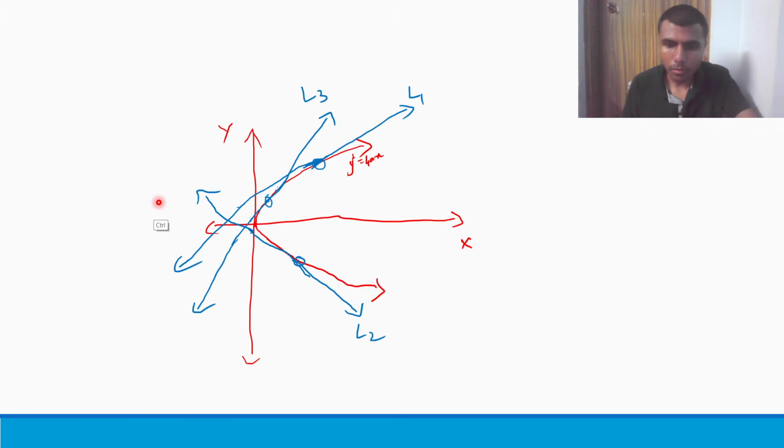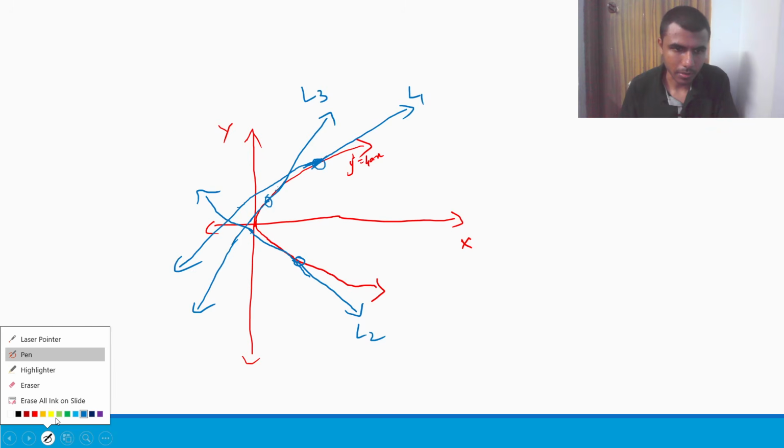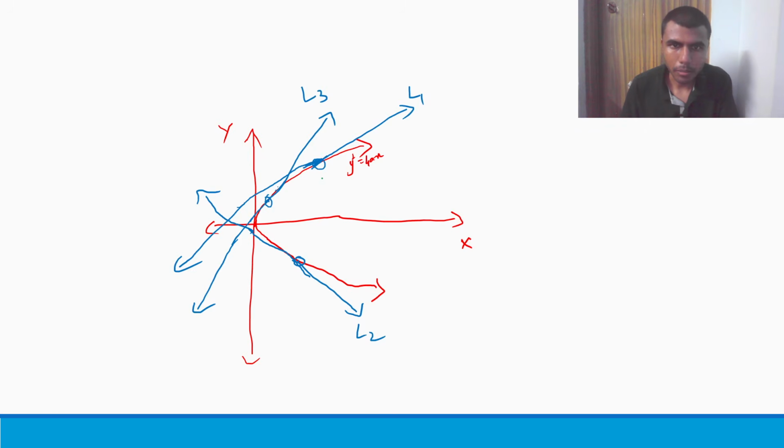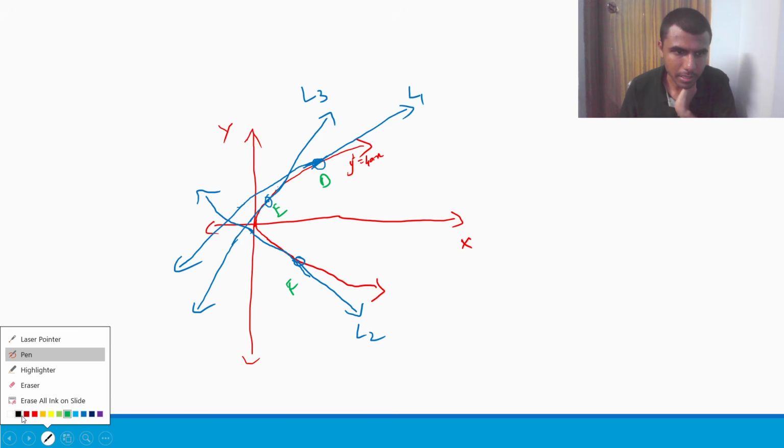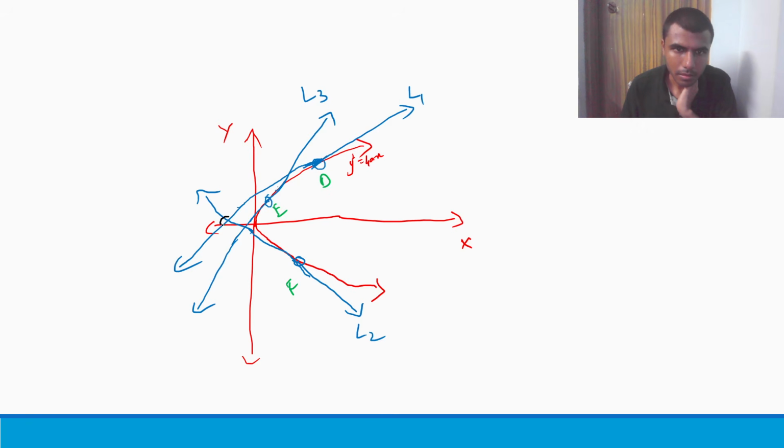Now see what exactly is happening. This first point, I took it as D. In the textbook also they took it as D. I'll use some other color so that it will be easy. This point is D, this point is E, and this point is F. If you see the tangents, they are meeting at 3 points. What are those points? First point, second point, and third point.